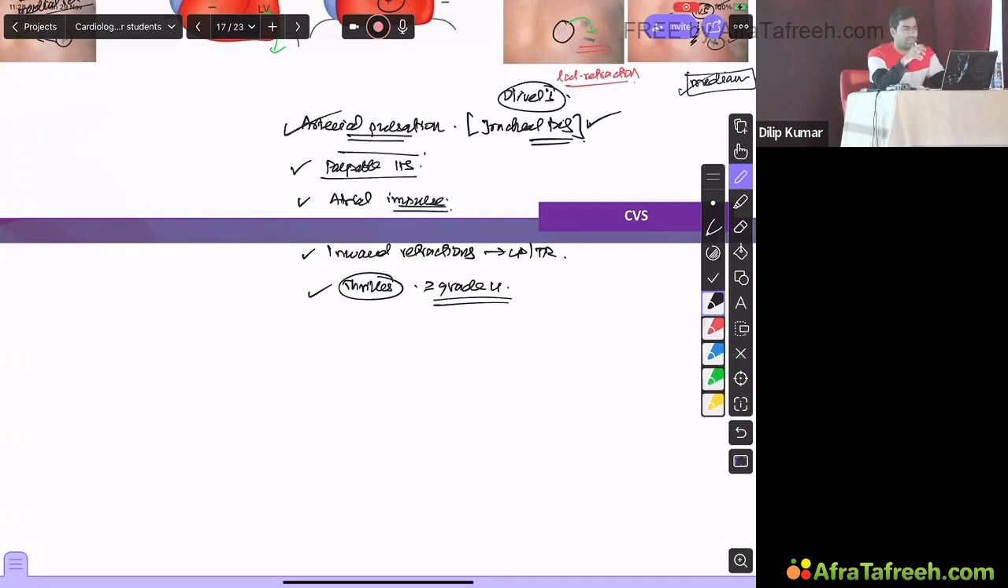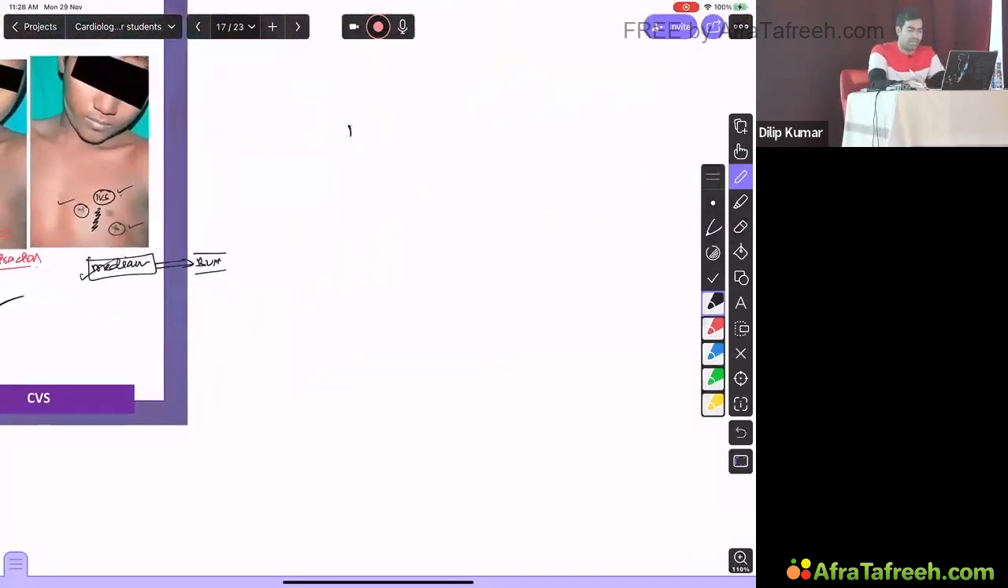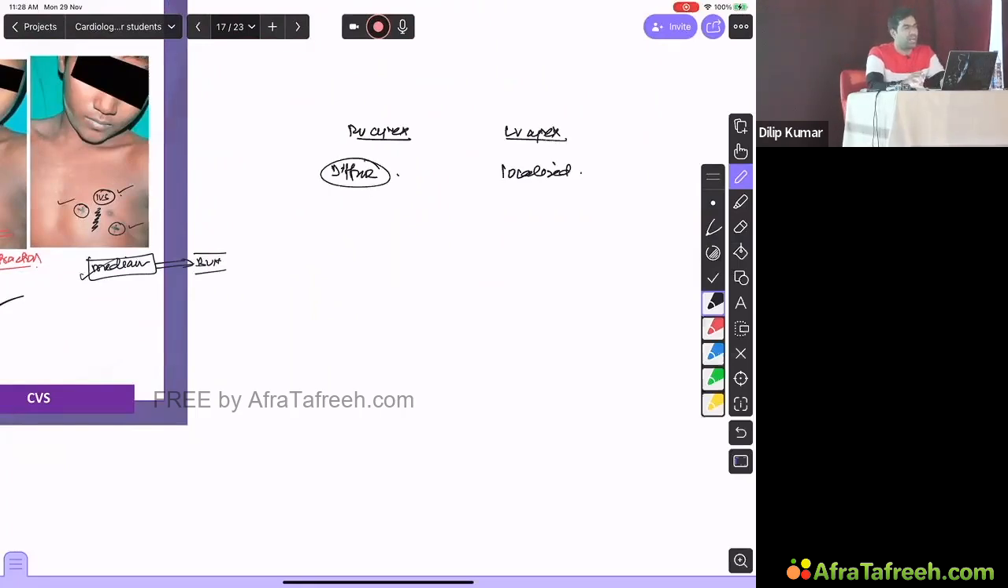Now, how to differentiate, a small theory point: RV apex versus LV apex. Remember, the LV apex will be more localized, as I've told you, whereas the RV apex will be diffuse and widely palpable over a large area. And the RV apex most of the time will be continuous and synchronous with right parasternal pulsations.